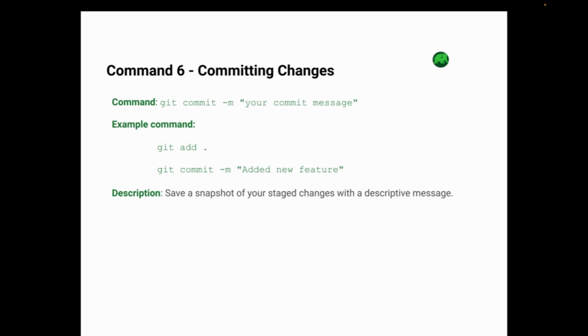Next, let us talk about git commit. After making changes, you'll want to commit them to your local repository with a meaningful message, as shown on the screen. Use git add to stage your changes and then git commit with a short descriptive message explaining what you changed, as shown on the screen. This creates a snapshot of your changes and saves them in your local Git history.